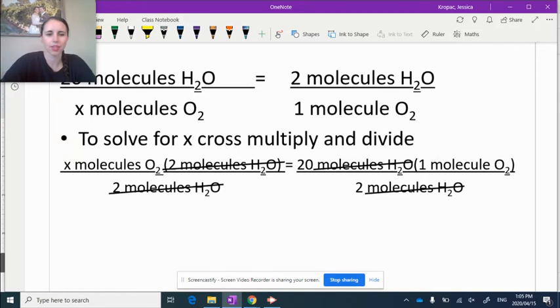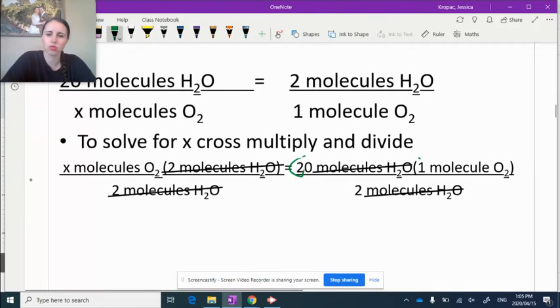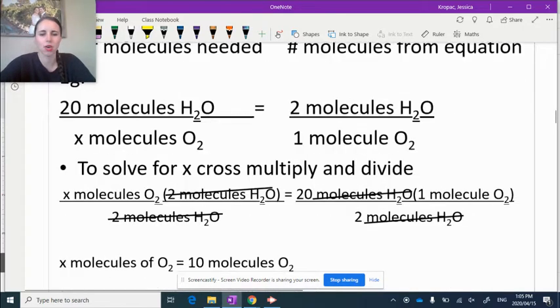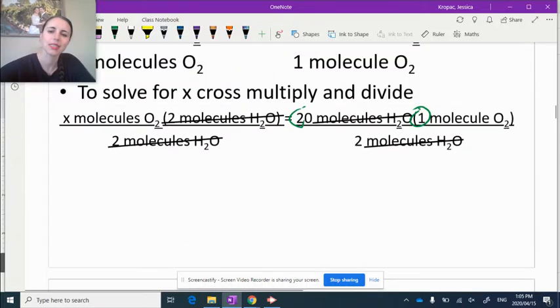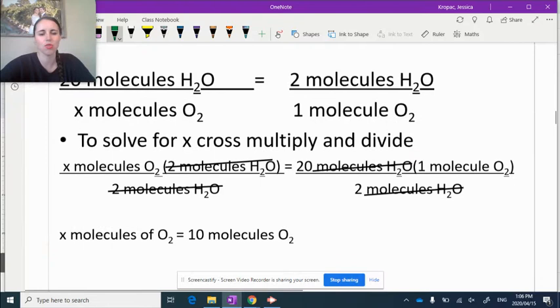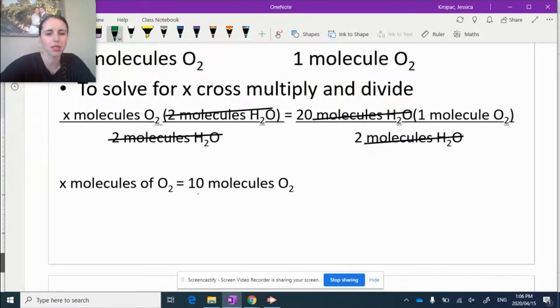So now all I have left to do is take this 20 and multiply it by this 1, and I'm going to find that my overall answer is, oh, I forgot to divide by 2. Look at me, silly. Got to divide by this 2, and I'm going to find that overall, I'm going to be left with 10 molecules of O2. And if you take a look, my unit is actually also correct. My waters, my H2Os, have canceled each other out, and I'm left just with O2. So that's how we would go through and set up a molar ratio.